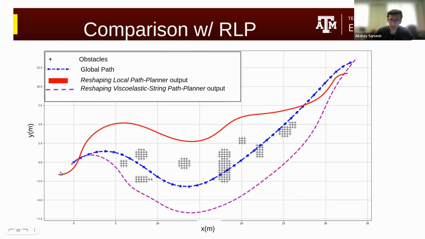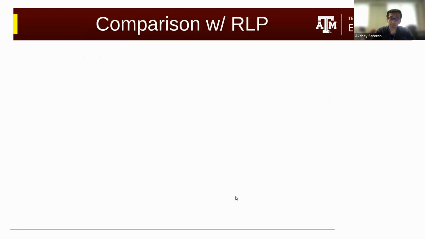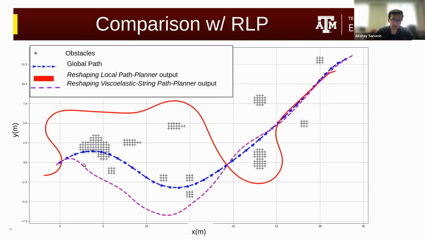The reshaping local path planner again is quite equivalent by the looks of it, but if we look at the actual cross-track error of this scenario, the reshaping viscoelastic string path planner has a lower cross-track error. And in another scenario, again, the reshaping viscoelastic string path planner has a better edge over the reshaping local path planner. Obviously, these are based on the footprint of the vehicles themselves, also based on tuning parameters.